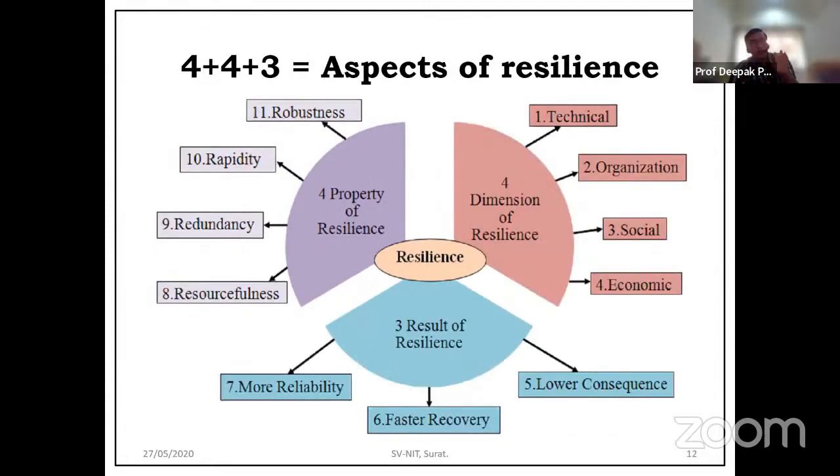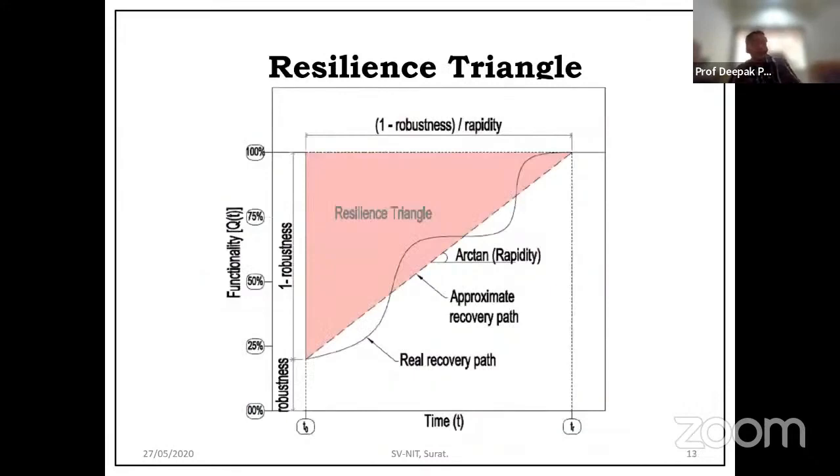So here, when you talk about this resiliency, these 11 aspects should be covered. Four are dimensions of the resiliency, three are the results of the resiliency, and the others are the properties of the resiliency. So when you prepare any strategy or resiliency plan, especially for infrastructure, I'm talking, these 11 aspects should be considered.